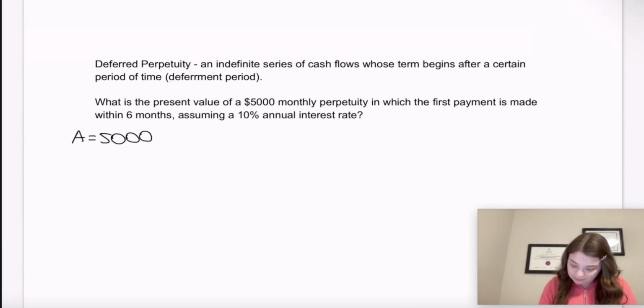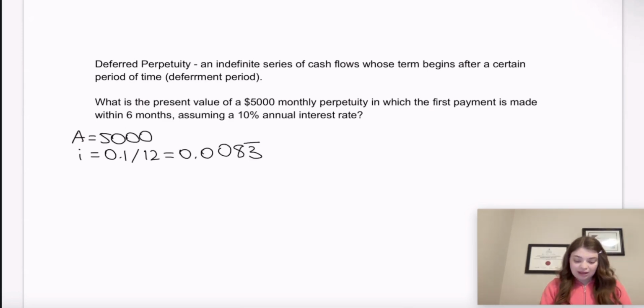And then we have I, which is the investment value, which is 10% annually. Now, in this case, because this payment is going to be made monthly, we have to take that 10% and divide by 12 in order to get the monthly investment amount. So 0.1 divided by 12 gives us 0.0083 repeating.